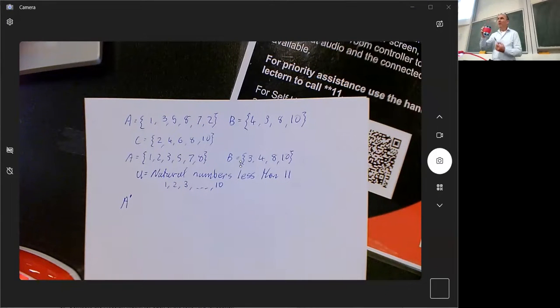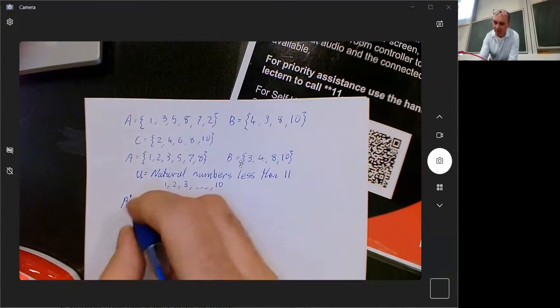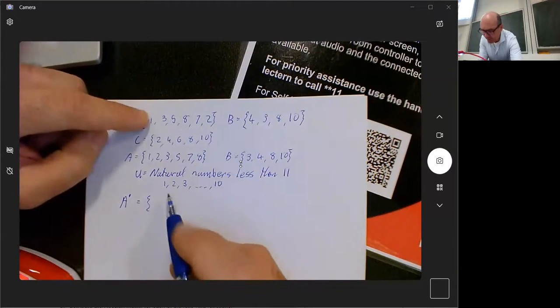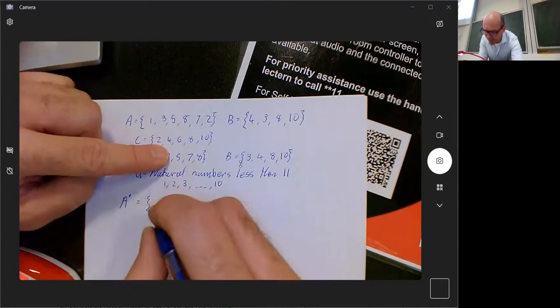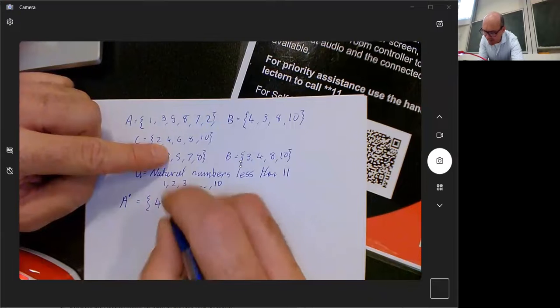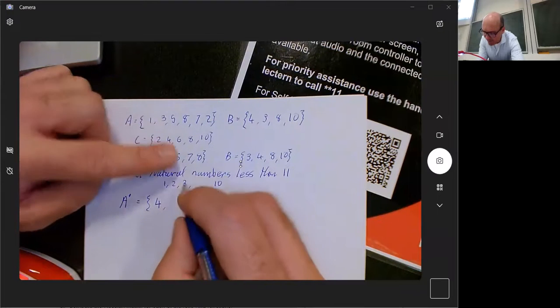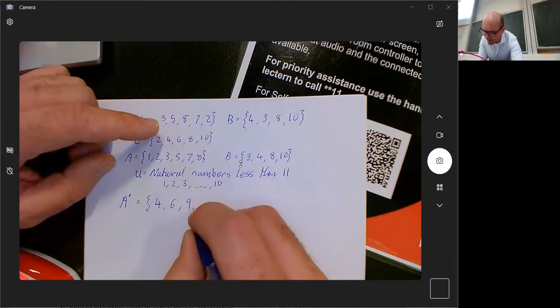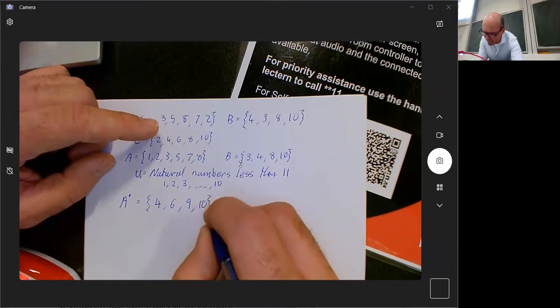So when I'm talking about the complement, it's the complement within the sample space. And so literally it is everything that is in the universal set that is not in A. So if we go through here, 1, 2, 3, the first one that's not in A is 4, 5 is, 6 is not, 7 is, 8 is, and so 9, 10.